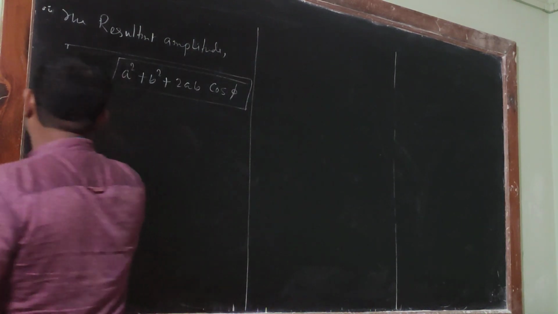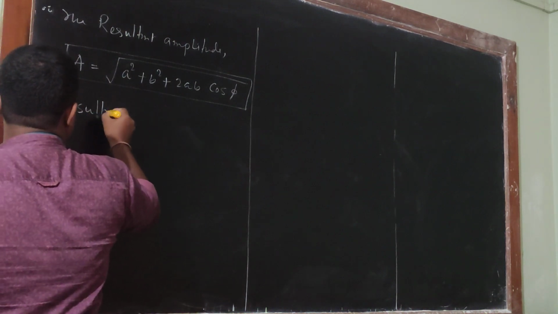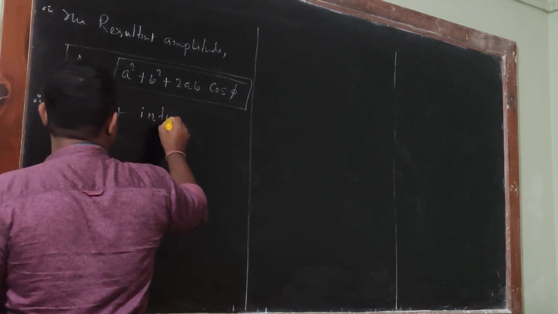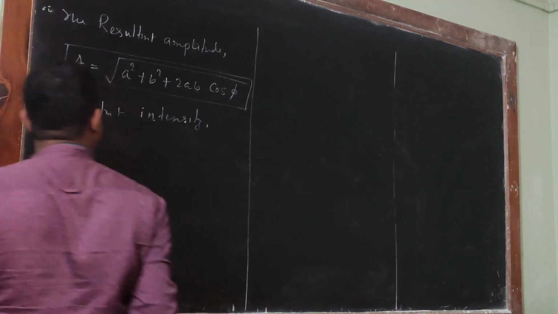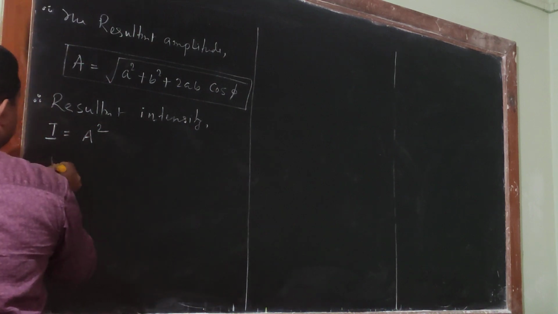So therefore, resultant intensity will be what? You know, intensity is equal to what? Square of amplitude. So it is A square plus B square plus 2AB cos phi.